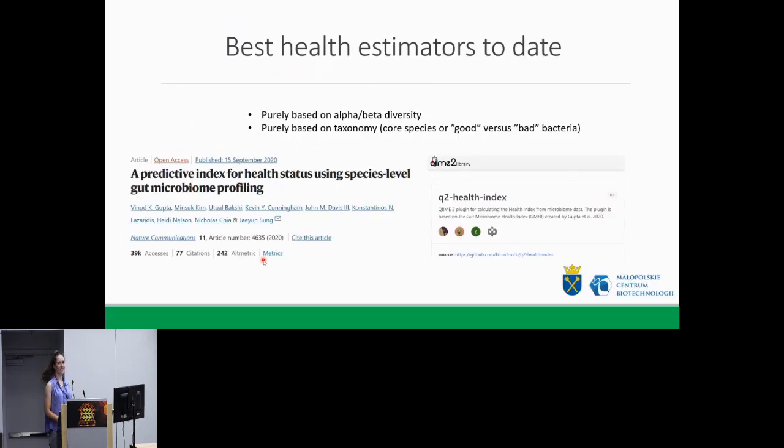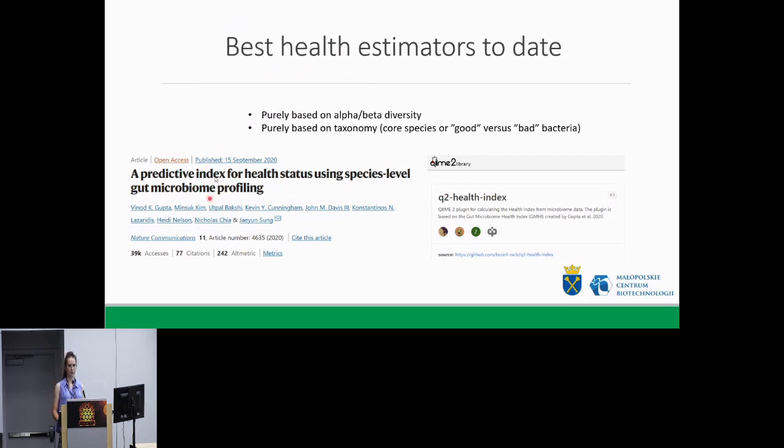Okay, so what are the best health indices to date? There are two classes. The first class of indices is purely based on alpha and beta diversity. The idea behind those indices is that if you have a rich microbiome, if you have many different species, you tend to be healthier. And the second class is based on taxonomy. Those indices look at the ratios of the so-called beneficial to pathogenic bacteria, and depending on what ratio you end up with, you're healthier or less healthy.